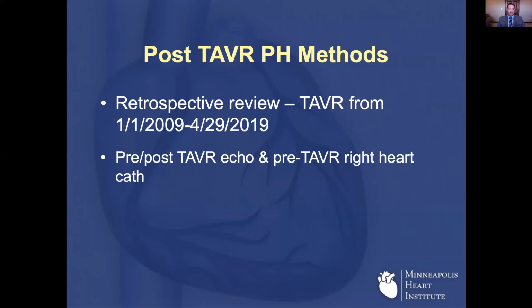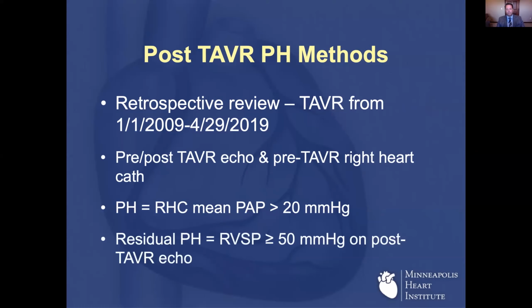And all these patients had pre and post TAVR echoes, as well as pre-TAVR right heart caths. And we defined PH using the updated definition with a mean PA pressure greater than 20 millimeters of mercury. And we defined residual PH with a very conservative definition as an RVSP greater than or equal to 50 on their post-TAVR echo, because most patients did not undergo a post-TAVR right heart cath.